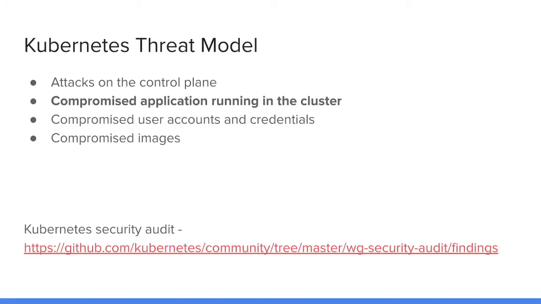Out of those threat model scenarios, the main one to me is the compromised application running in the cluster, because that is bound to happen at some point in time. So let's explore that scenario further, and we'll talk about 3 main things here. 1, network access and lateral movement within the cluster. 2, Kubernetes cluster credentials. And 3, container escapes.